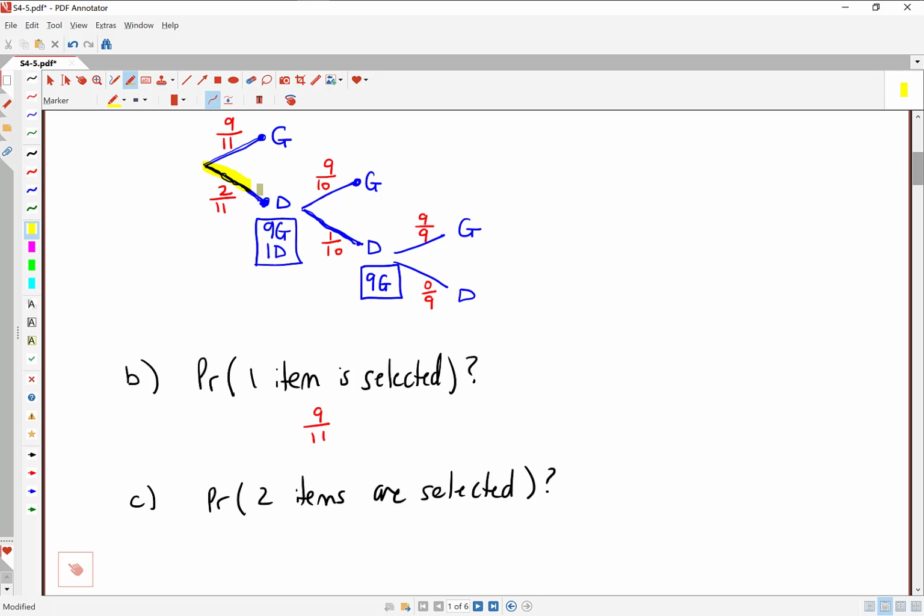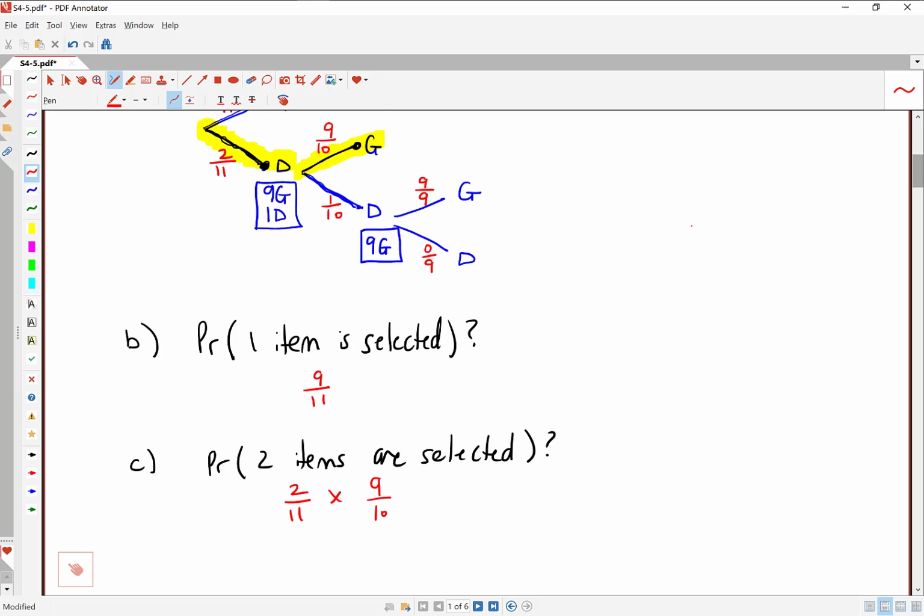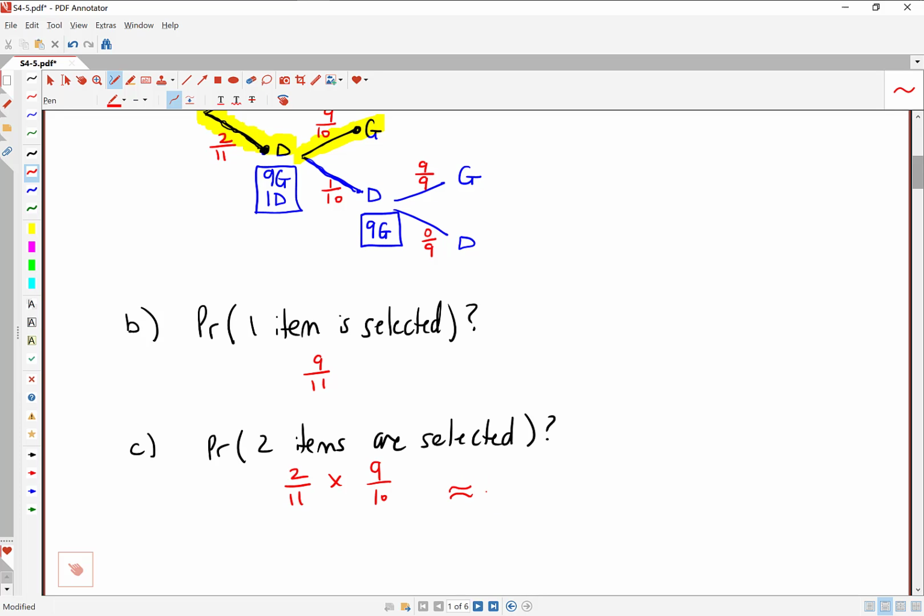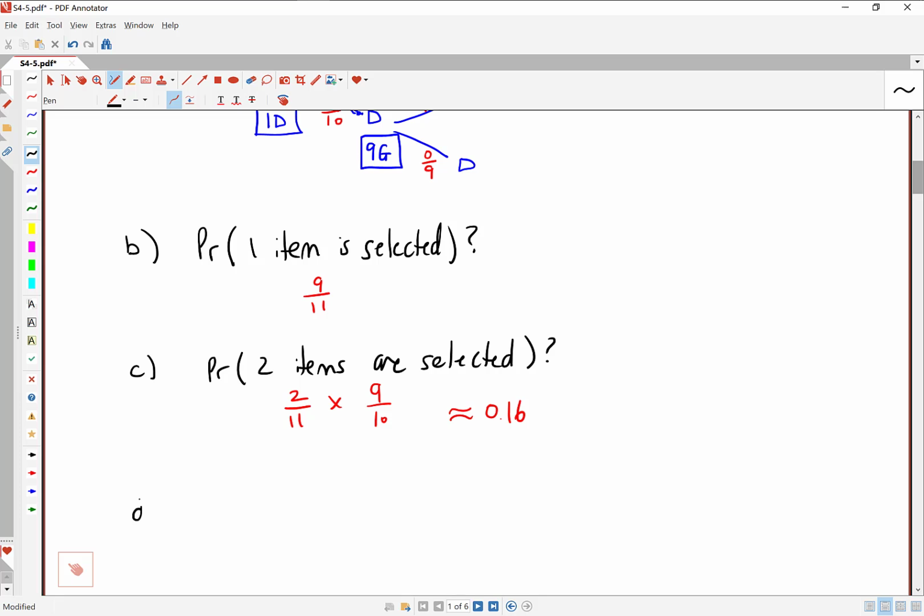So if we chose a defective item and then a good item, that would be a way in which we would end up with 2 items in total. And to get the total probability of this happening, we need to multiply the probabilities because we're saying we're getting a defective item first and then we're getting a good item. And that word "and" prompts you to multiply the probabilities. So we'd go 2 over 11 probability of getting the defective item times 9 out of 10 probability of getting the good item after that. You can put that into your calculator and just turn that into a decimal. So 0.16. And final part here, let's find the probability that 3 items are selected.